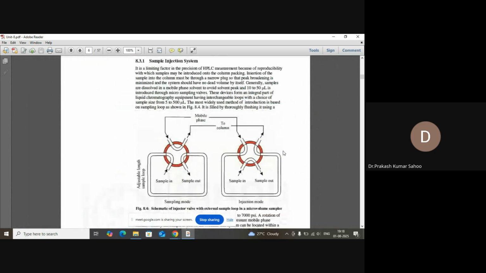So this is a sample injection system here, this one. So there is sample in and sample out, two types of things are there, and this is the mobile phase. So these are the channels which are connected to your HPLC. So inside, this is the sample in, and this is the column we have. So sample in column, and the sample is now out.